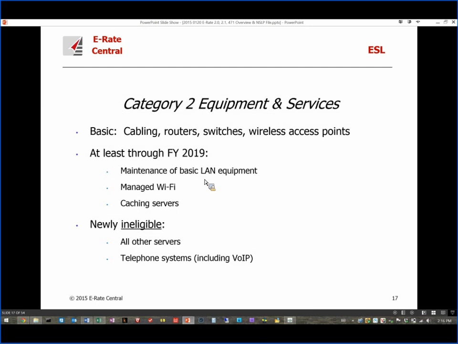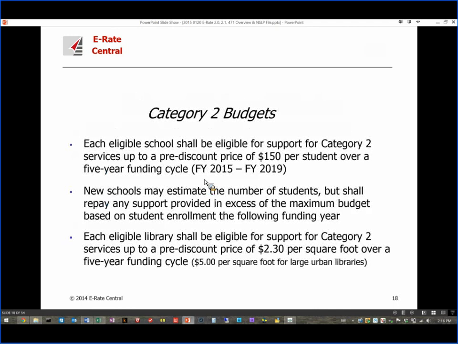For Category 2 equipment and services, I'm not going to spend a lot of time here, but I'll fly through it. At least through 2019, and the point here is that originally there was a 2-year provision that's now been extended for the full 5 years as of the 2.1 order for those things that would support the LAN and managed Wi-Fi. Notice that ineligible are all other servers other than caching servers, and that telephone systems, including VoIP, are no longer eligible.